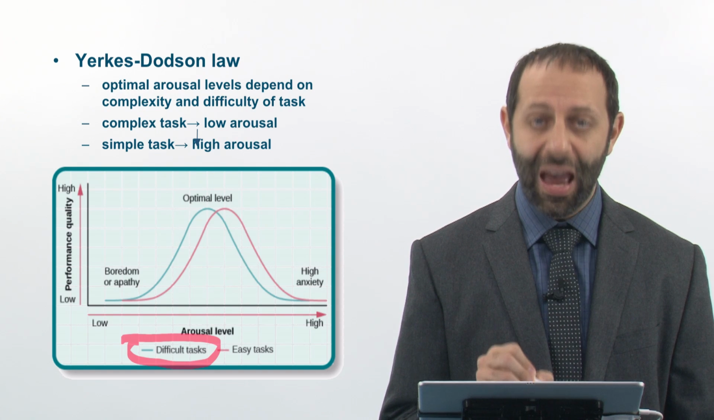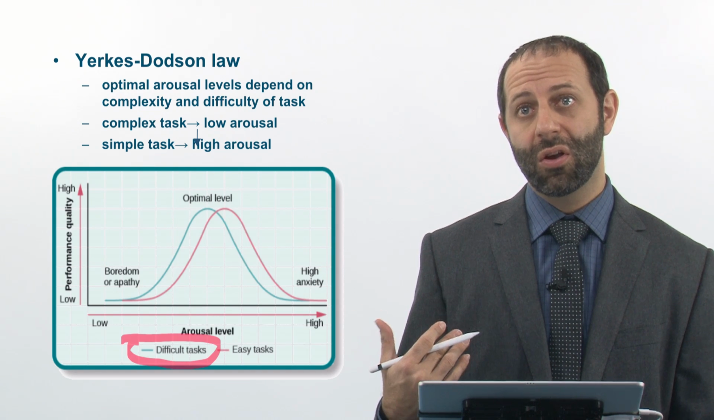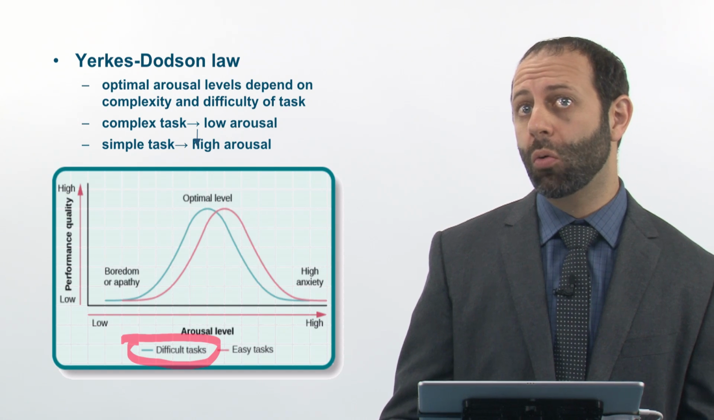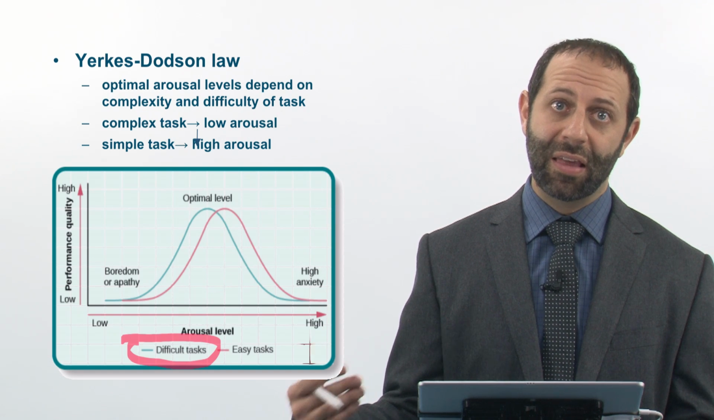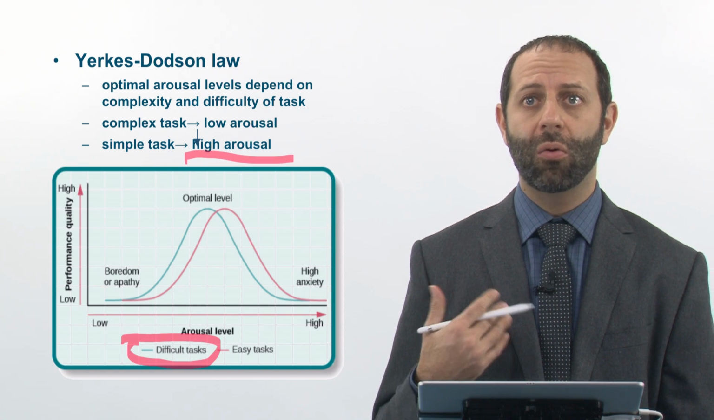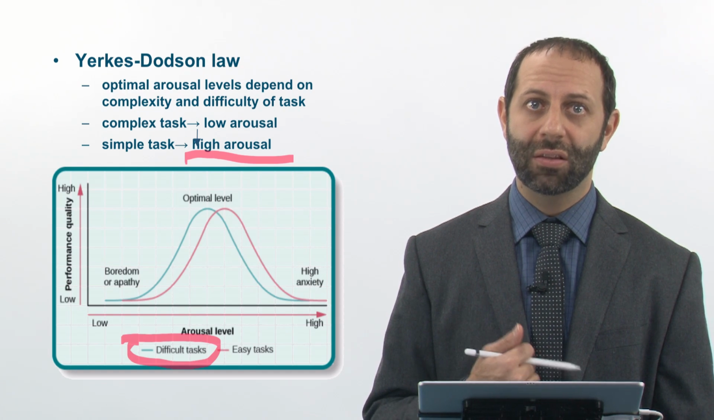Now, for easy tasks, I need to actually have a higher level of arousal so that I don't get bored. So if I'm doing something simple like painting a wall, it's not too complicated to paint a wall, but I need to then have a higher level of arousal and me being more aware and awake of what's happening. So that is the Yerkes-Dodson law.